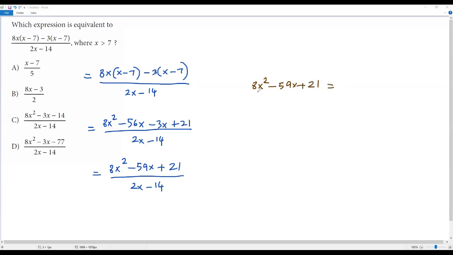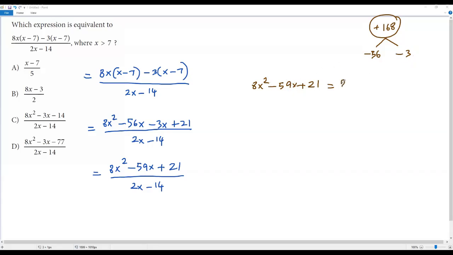To factor this quadratic expression, first we have to make sure the expression is in the form ax² + bx + c. Yes, it's in that form. Also the coefficient of x² is not 1, it's 8. So we multiply the constant, positive 21, by the coefficient of x². 21 times 8 is 168. Now I have to get two factors of 168 whose product is 168 and whose sum is the coefficient of x, −59. I think −56 and −3 will work. Negative times negative is positive, and 56 times 3 is 168. Also, when I add −56 and −3, I'm getting −59, which is the coefficient of x.